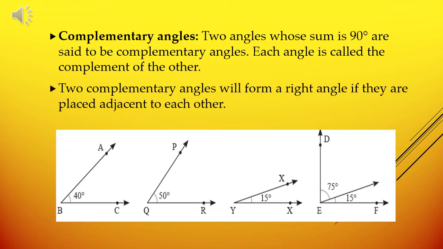Next comes the concept of complementary angles. What are complementary angles? When the sum of two angles is equal to 90 degree, then the two angles are said to be complementary to each other. For example, if you have an angle equal to 40 degree, then its complement will be 50 degree, because 90 degree minus 40 degree will be 50 degree. So the sum of two angles should be always equal to 90 degree. Then the angles are said to be complementary to each other.